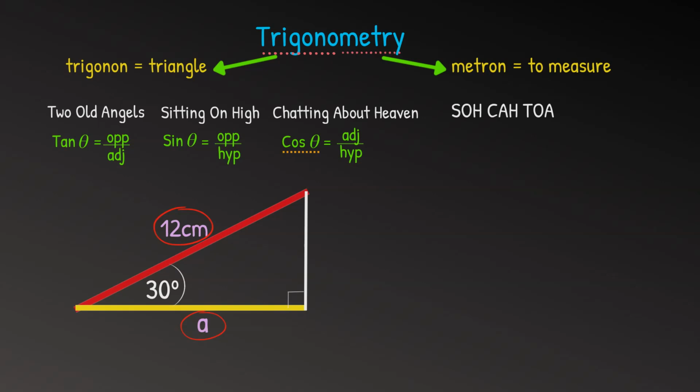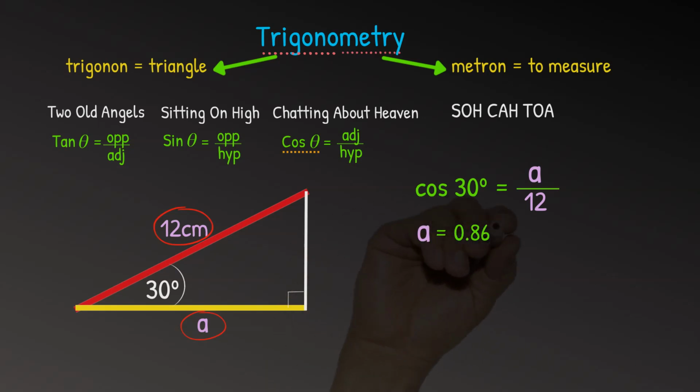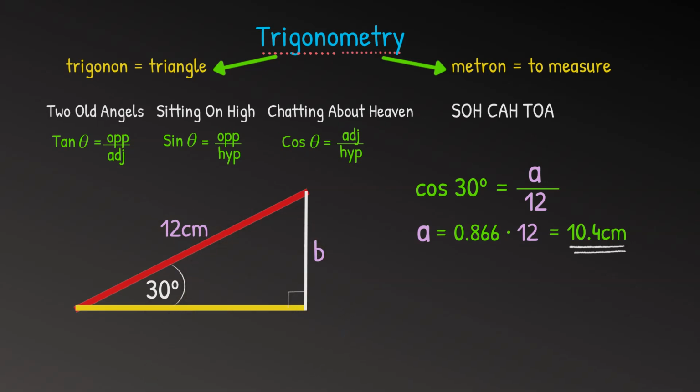Well, as you can see, the cosine of theta, which in this case is 30, is equal to the adjacent side, which is A, divided by the hypotenuse, which is 12. So if you use your calculator or look it up in tables, whichever method you're using to find cosine of 30, you'll find it's 0.866. So by rearranging the equation, we can find out that A is equal to 0.866 times 12, which is equal to 10.4 centimetres.